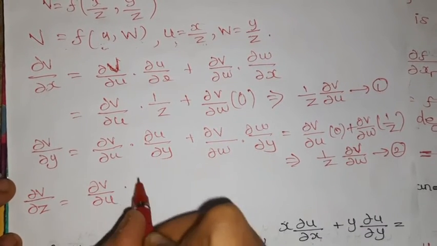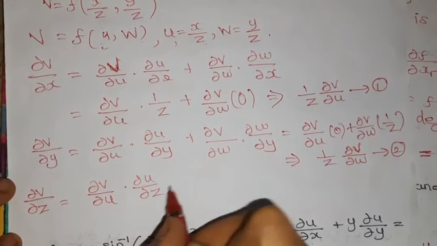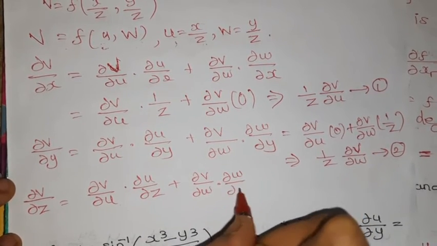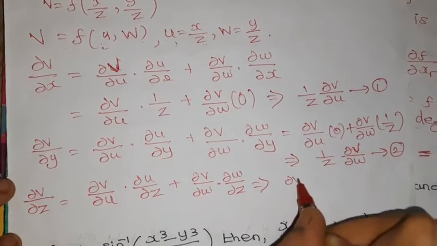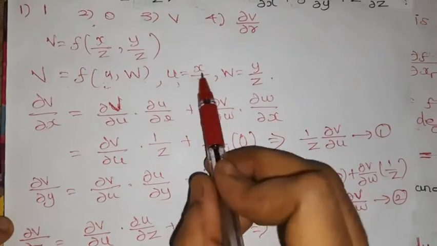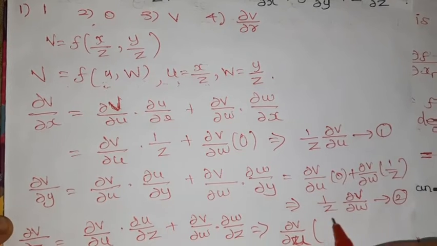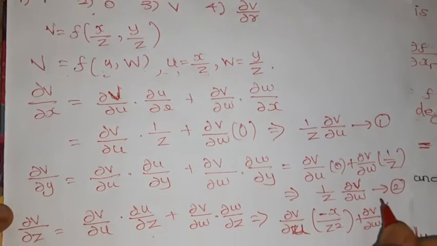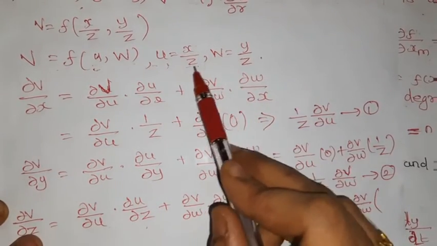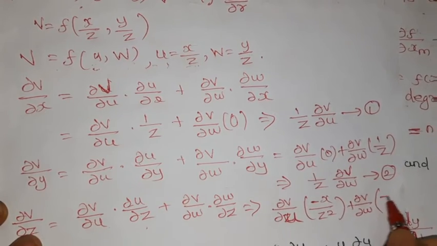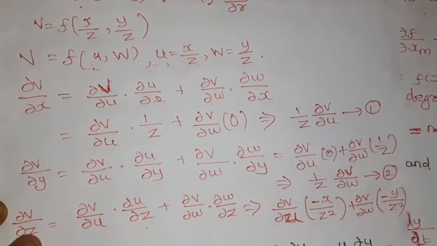dou v by dou u into dou u by dou z plus dou v by dou w into dou w by dou z. So dou v by dou u keep as it is, dou u by dou z equal to minus x by z square plus dou v by dou w into dou w by dou z. So minus y by z square.